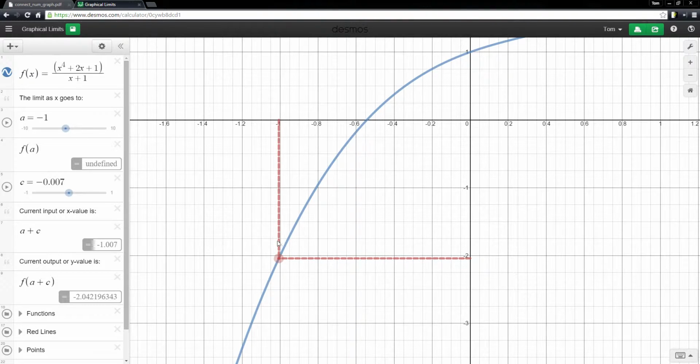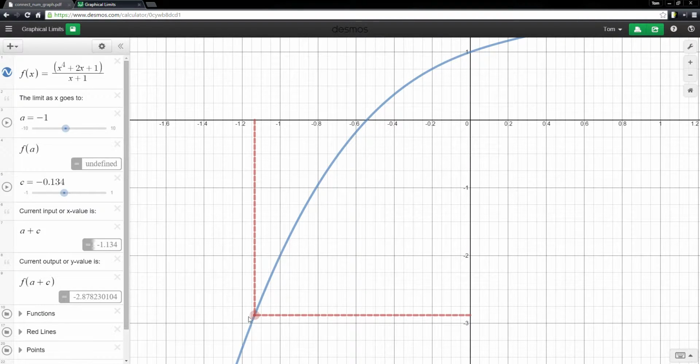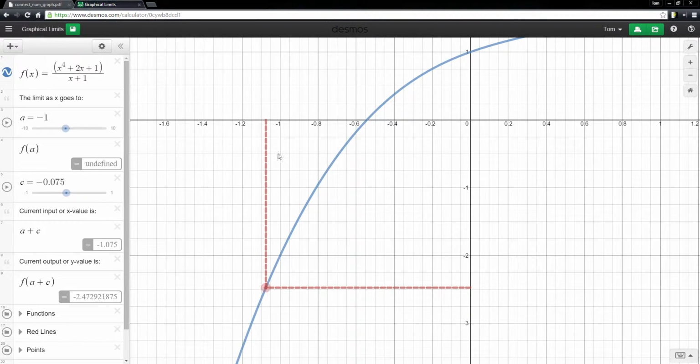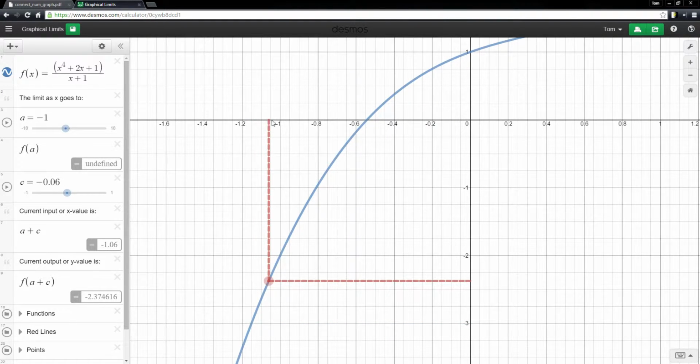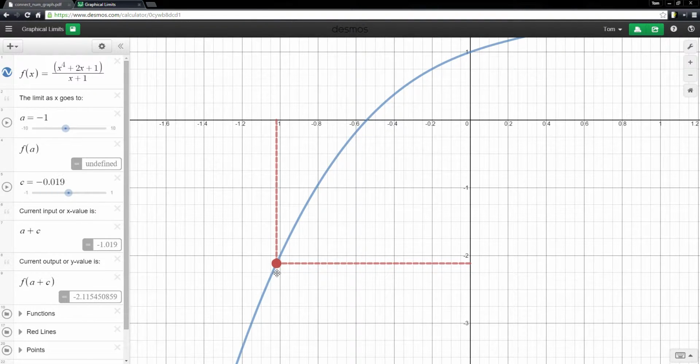So you can see as I move closer in there, what's happening to the y values over here. They are getting closer and closer to -2 right here on the graph. Okay. Another way to look at it is I can follow along the graph as the x values are getting closer and closer to -1. So this point is moving in. You can see where the x values are up here. They're getting closer and closer to -1 from the left.